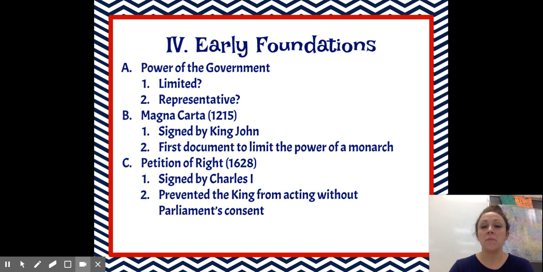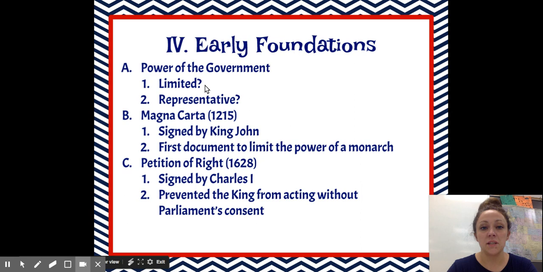First of all, we want to talk about the power of early government. When we're talking about these early governments, we're talking specifically about those governments in Great Britain, okay? Because that's the example upon which we had to work as colonists. So first of all, we have these two concepts of limited government and representative government. Now I'm going to give you these definitions and then we're going to jump back and talk about them.